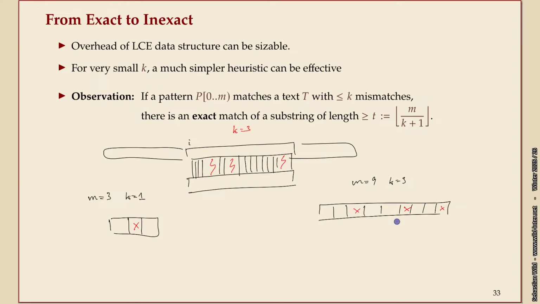I could have more, right? If the mismatched parts, the red crosses, are more clumped together, then I might have a longer stretch where the pattern and the text match exactly, but I'm guaranteed at least t consecutive characters that match. Clear? It's an easy pigeonhole argument. These matches have to go somewhere, and you get the shortest fragments if the mismatches are as evenly spread as possible. And that gives you this one.